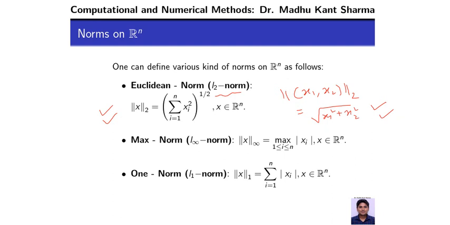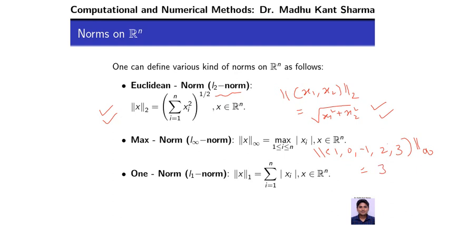For example, take this vector 1, 0, minus 1, 2, minus 3, 3 in R6. What is the maximum norm, the infinity norm? You take the magnitude of each entry and take the maximum among them. The magnitude of 1 is 1, 0 is 0, minus 1 is 1, 2 is 2, minus 3 is 3, 3 is 3. So the maximum is 3. So the L infinity norm is 3.